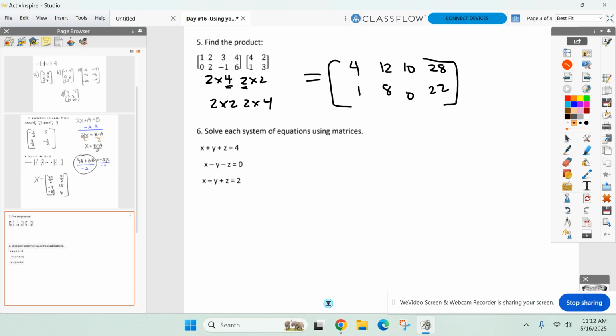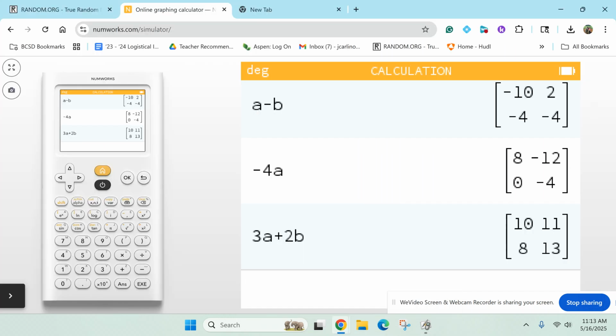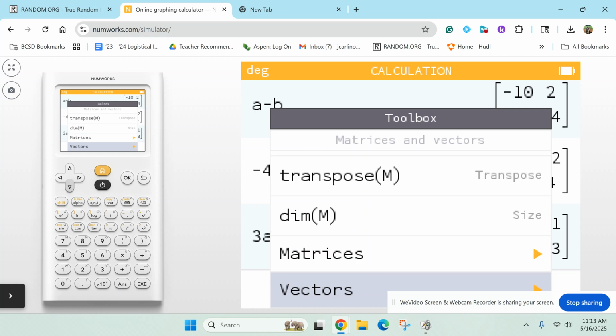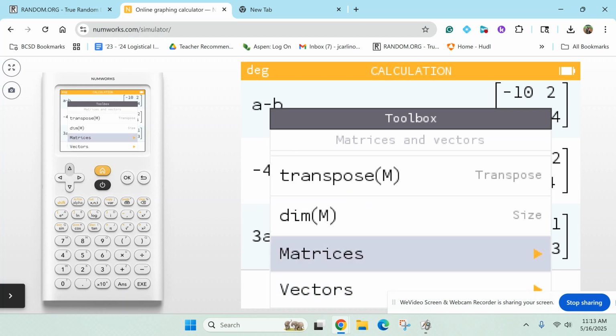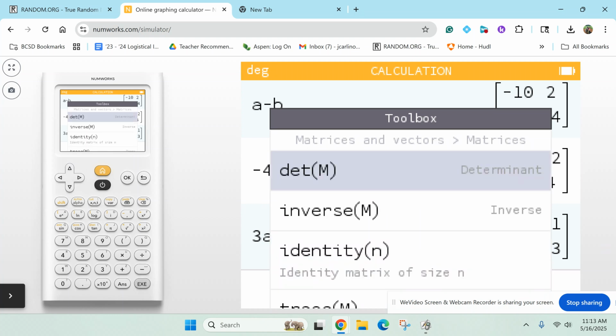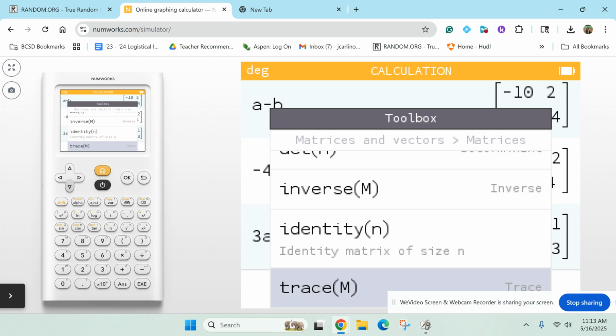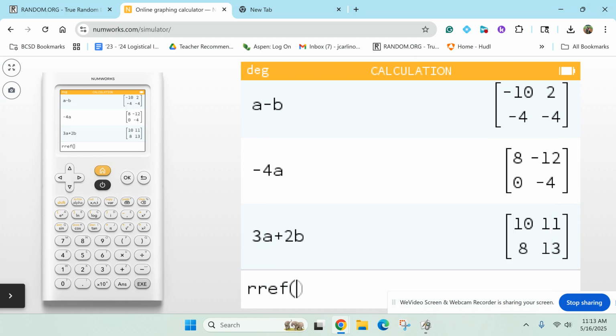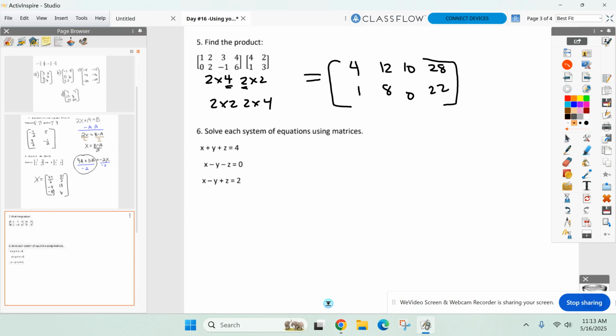All right, are we ready to see how we can solve this now, instead of trying to get zeros and ones on our own? This is a new spot. Go back to your toolbox and scroll down to where it says matrices. Toolbox, matrices and vectors, matrices. It's the only spot you need to go to for these problems: RREF, reduced row echelon form. Everyone can get to that in the toolbox. Enter, and now you type in the matrix you need to solve.